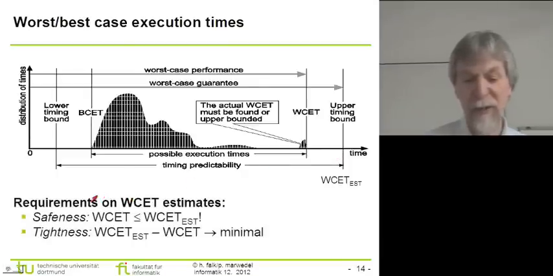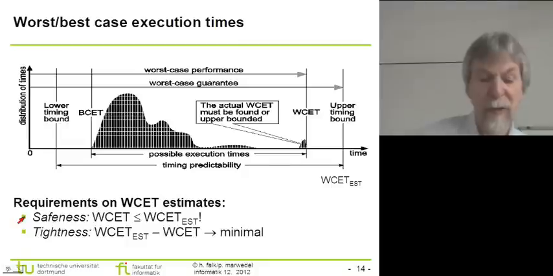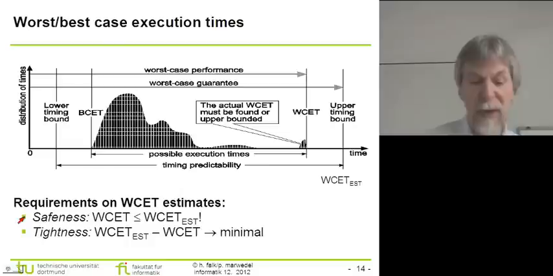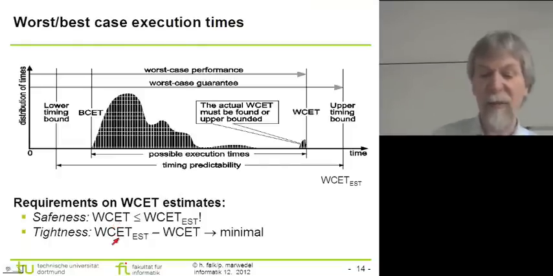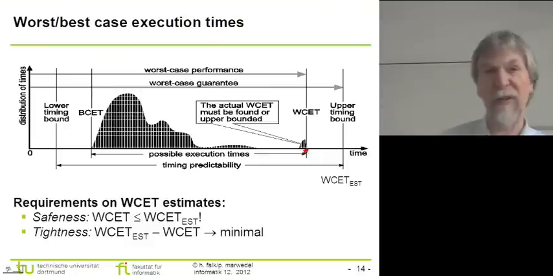And for this estimated worst-case execution time, we have two requirements. The first requirement is that this is a safe approximation. That means the real execution time should never exceed this estimated worst-case execution time. And the second requirement is tightness. That means the difference between this execution time and the other execution time should not be too large.